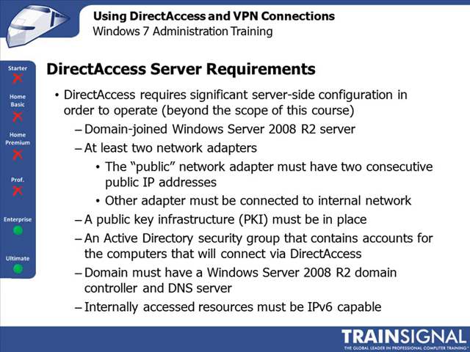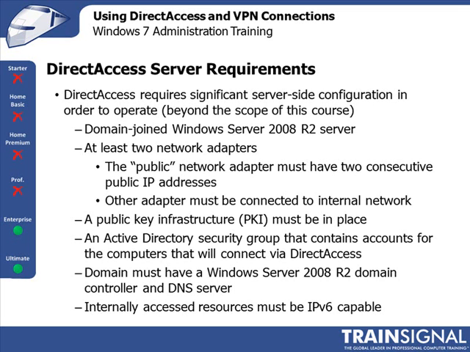The public network adapter has to have 2 consecutive public IP addresses, and the other adapter in the machine must be connected directly to the internal corporate network. In addition, you have to have a public key infrastructure in place in some way, shape, or form.